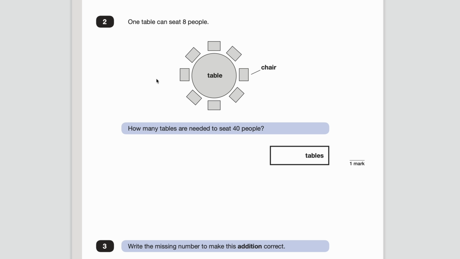Number 2, one table can seat 8 people. How many tables are needed to seat 40 people? So all we need to do is think, well, if we need 40 people to attend this event, and each table sits 8, how many 8s go into 40? And you should know that, that's from your times tables, that you would need 5 tables. 5 times 8 equals 40.